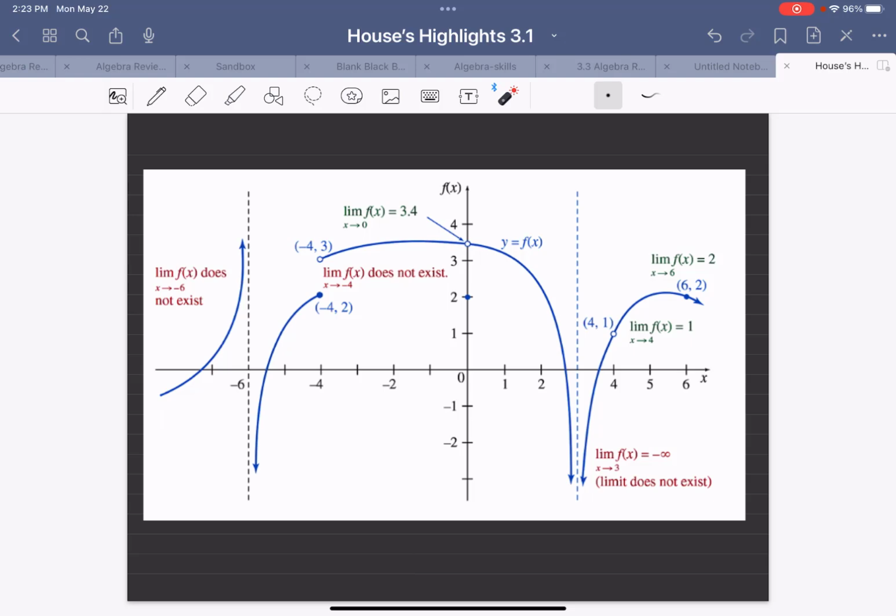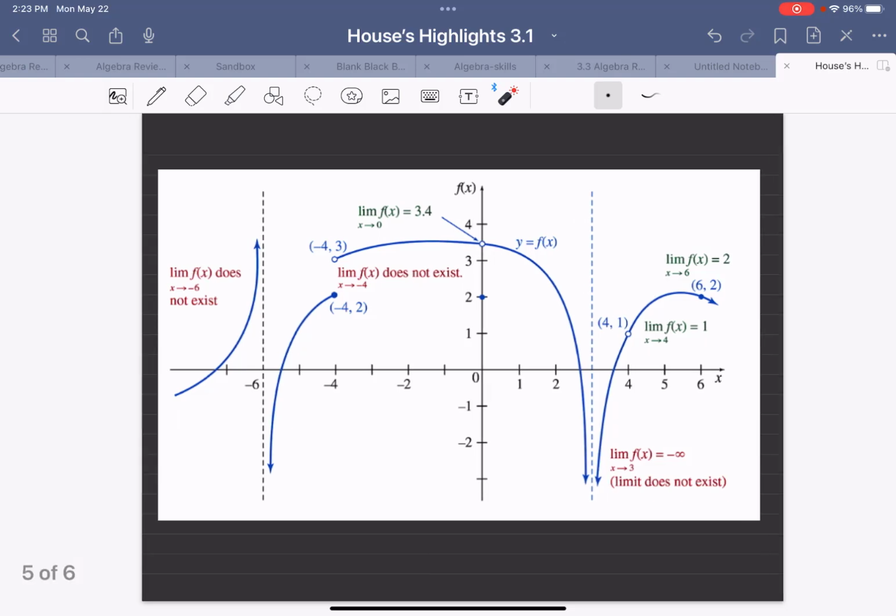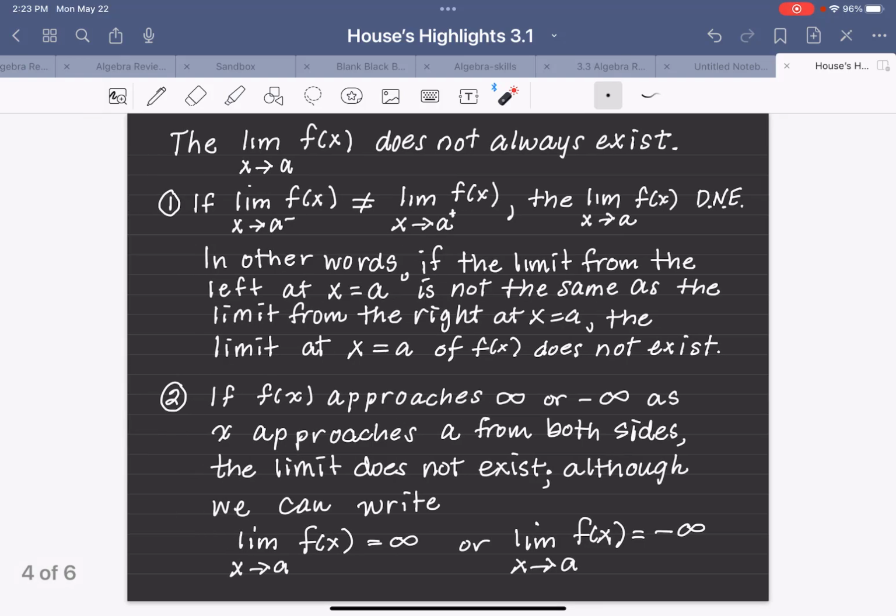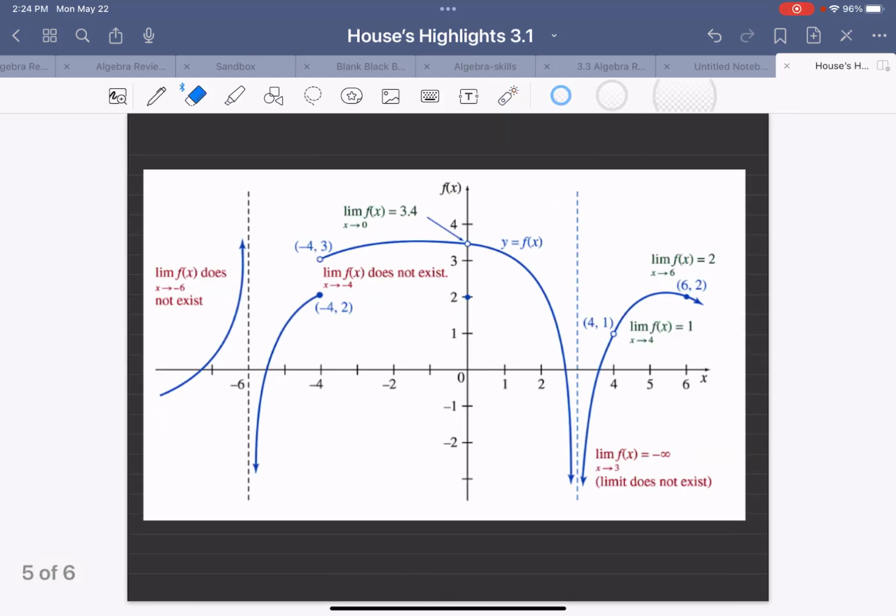Okay. Now, here are other times when the limit doesn't exist. If f of x approaches infinity or negative infinity as x approaches a from both sides, the limit does not exist. Although we do write the limit as x approaches a of f of x is infinity, or the limit as x approaches a of f of x equals negative infinity. Well, here, that's not the situation.